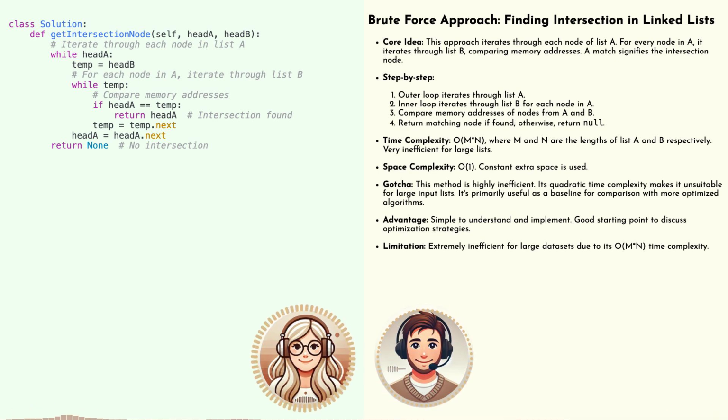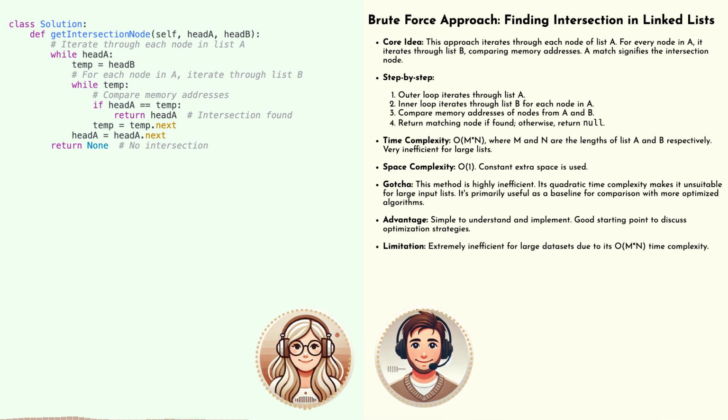In the brute force method, we go through every single node in the first list. And for each one, we check if it's in the second list. So we're talking about nested loops here. Nested loops, you got it. One loop going through the first list, and inside that, another loop checking the second list.